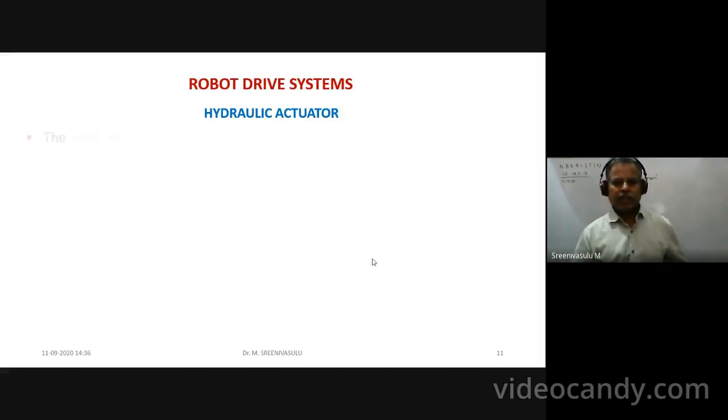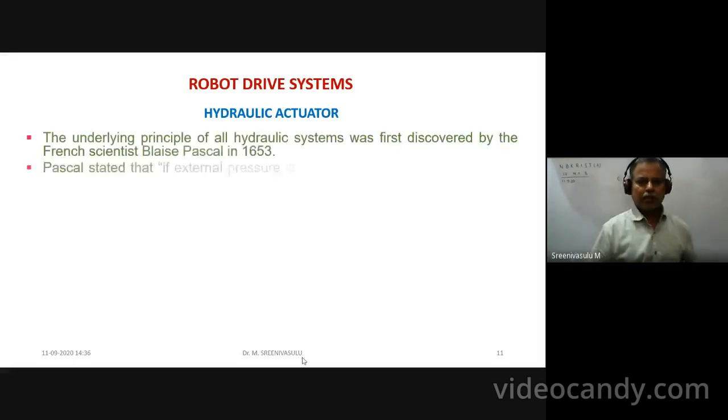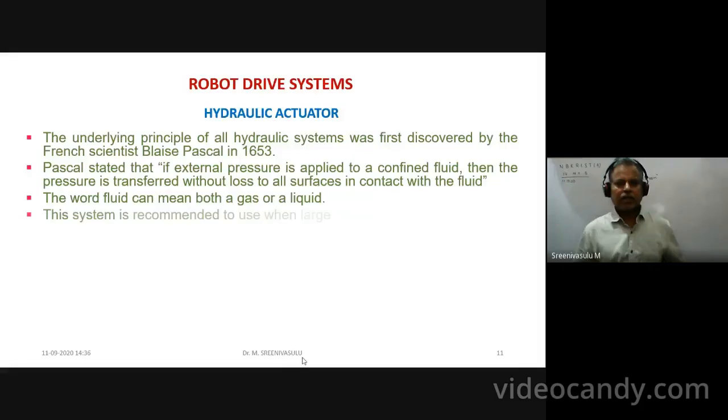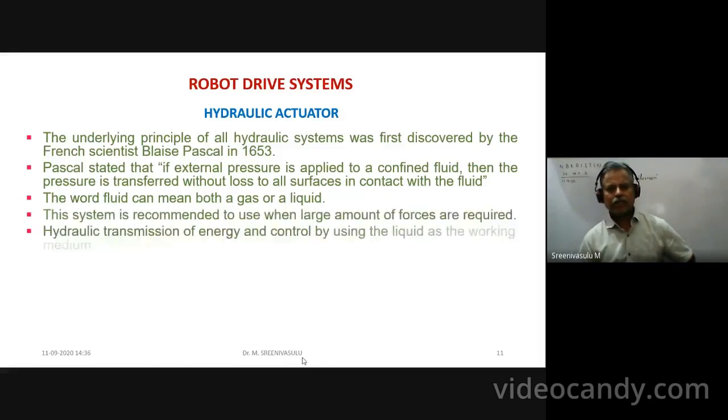Anyway, this is actually the Pascal principle which has been put in use in hydraulic types of systems. The moment you come across this first statement, you would have recalled: if external pressure is applied to a confined fluid, then the pressure is transmitted without loss to all the surfaces in contact with the fluid. Okay.